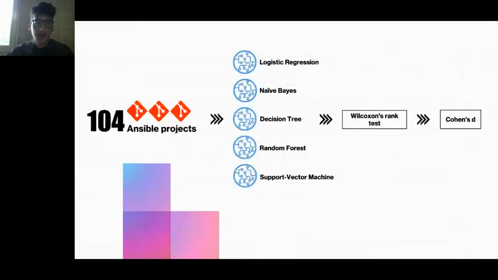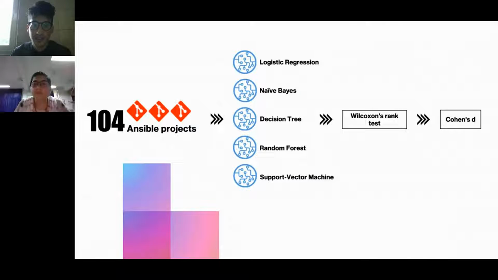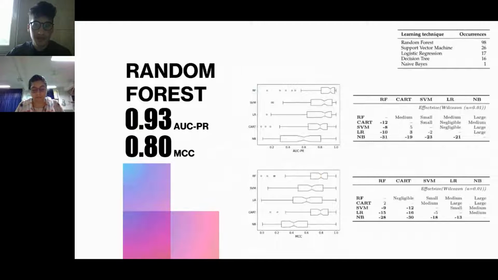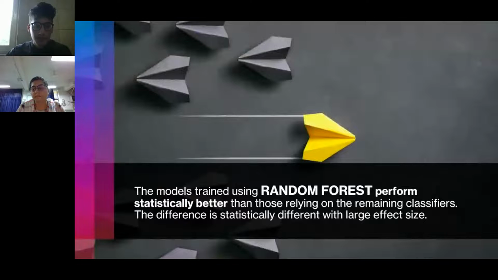So we actually collected 104 Ansible projects and ran 5 different modeling techniques, classifiers, on them. And we used the Wilcoxon test rank and consistency to evaluate their difference in performance and the effect size. We identified that amongst those algorithms, random forest was the best performing with an accuracy of 93% and an MCC, Matthews correlation coefficient, of 0.8. We also noticed this difference being statistically significant with a large effect size.